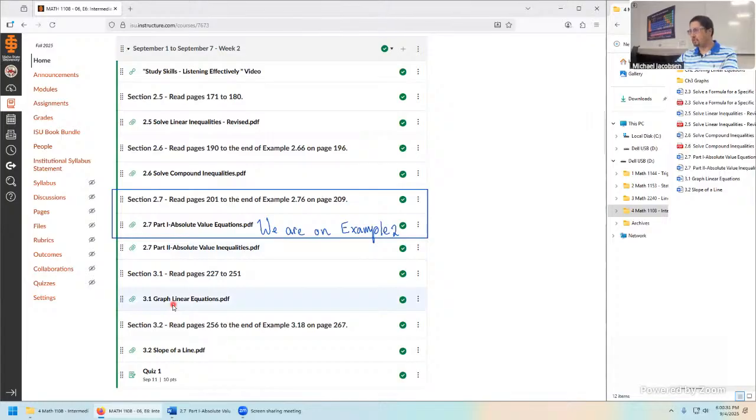We may finish this one, and 3.2 is just here in case we have extra time. I'm not too sure if we'll actually get into that section, but sometimes I like to have a little bit extra in the notes just in case.